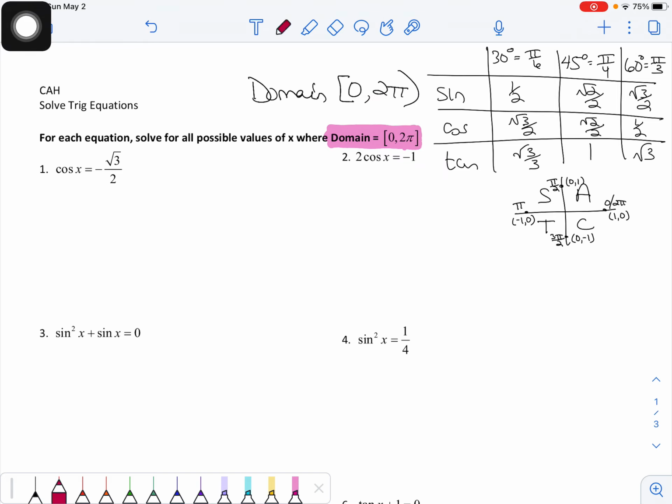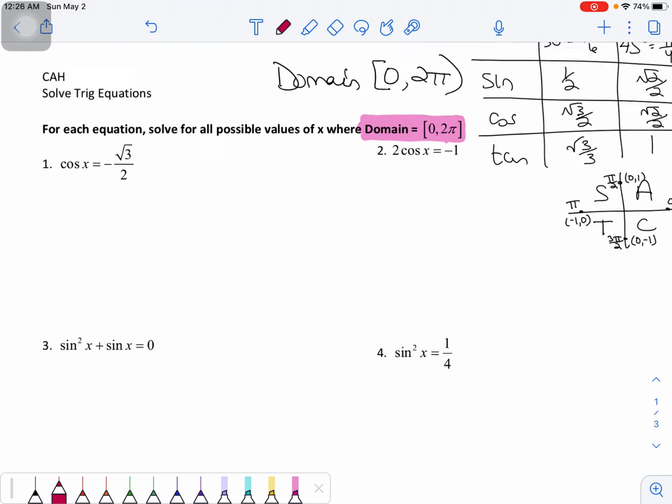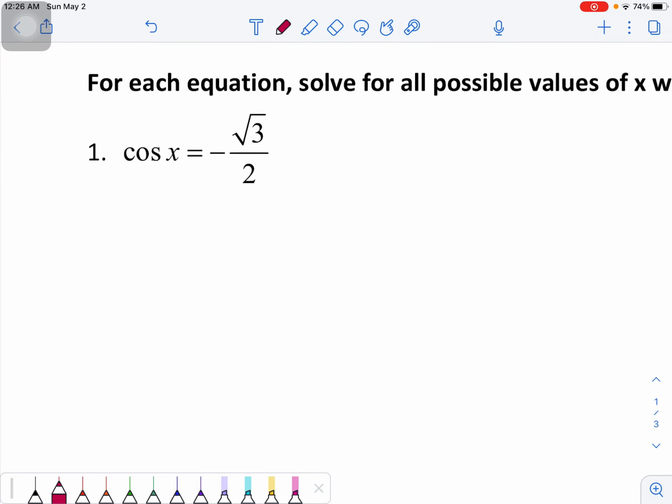And yes, the domains need to be identified because these are cyclic functions or periodic functions. There's technically an infinite number of answers. However, because we are restricting the domains, we don't have an infinite number of answers. Okay, so I'm going to go ahead and zoom in on problem number 1.